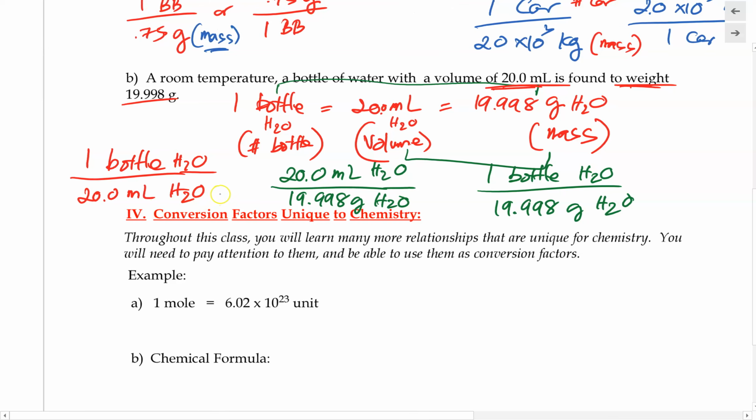And clearly, each of these fractions right here will have a different meaning to it, right? This first one right here will allow us to convert from volume, because milliliter is a unit of volume, into the number of bottle. Versus this second one right here will allow us to convert from mass, because grams is a unit of mass, into milliliter, which is the volume of water. So this is the conversion factor that allows us to convert from mass into volume. And this conversion factor right here will allow us to convert from mass into the number of bottle. So each of these conversion factors has a different meaning to it. Okay.